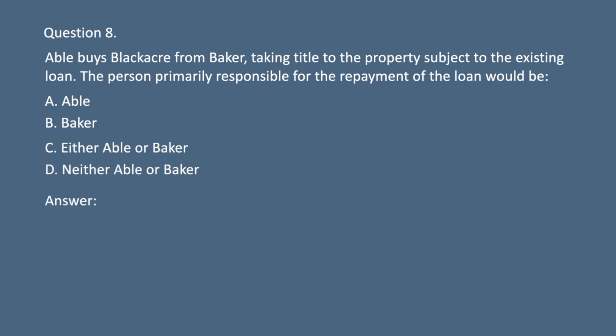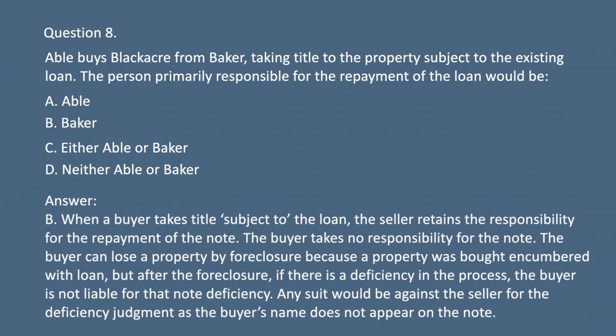Answer: B. When a buyer takes title subject to the loan, the seller retains the responsibility for the repayment of the note. The buyer takes no responsibility for the note. The buyer can lose a property by foreclosure because a property was bought encumbered with a loan, but after the foreclosure, if there is a deficiency in the process, the buyer is not liable for that note deficiency. Any suit would be against the seller for the deficiency judgment as the buyer's name does not appear on the note.